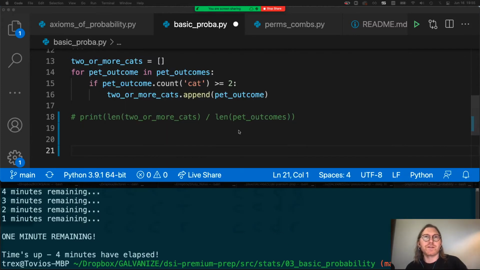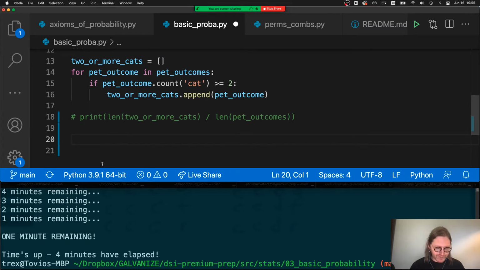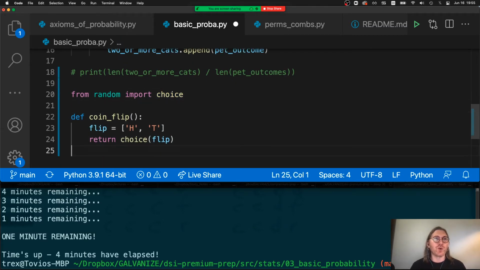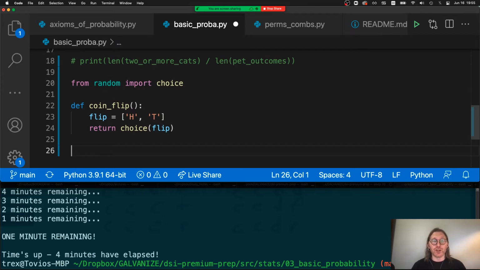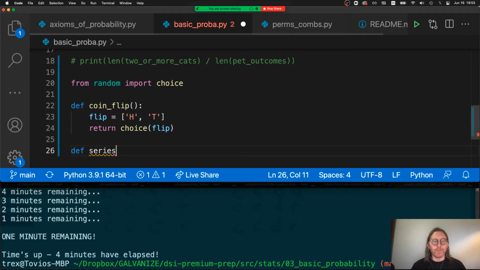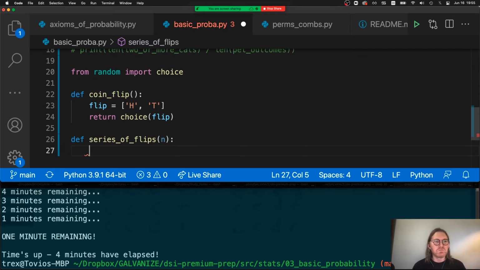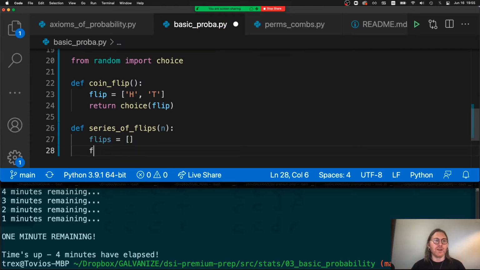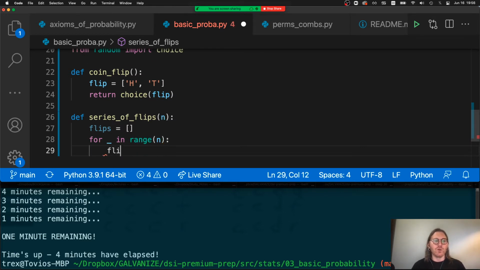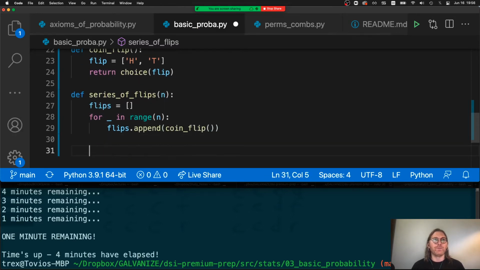Okay, so let's look at a solution for this. From random import choice, and then we have this coin flip function that we're going to extend. So we've got a series of flips, and we want to flip this coin n times, and really we can just do a collector, right? So flips gets empty list, for whatever in range n. That's just how many times we're doing this. We're going to append into flips a coin flip, like so. And then we can just return the flips.